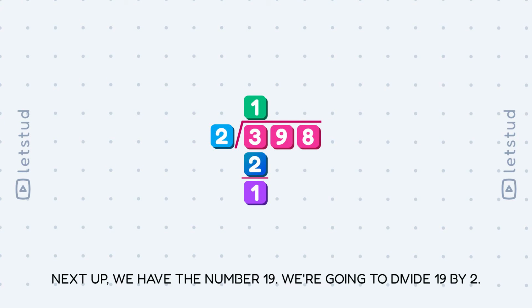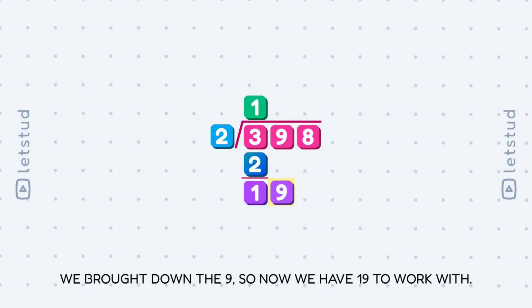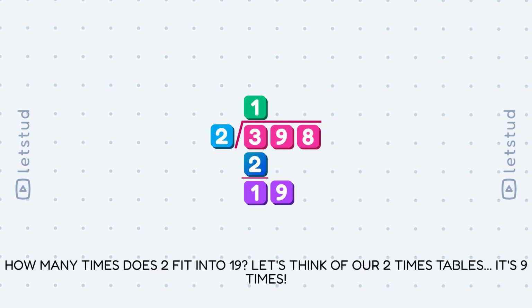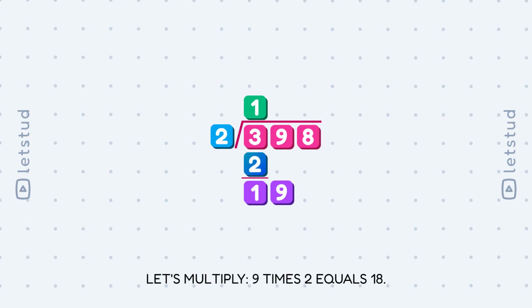Next up we have the number 19. We're going to divide 19 by 2. We brought down the 9, so now we have 19 to work with. How many times does 2 fit into 19? Let's think of our 2 times tables. It's 9 times. Let's multiply.